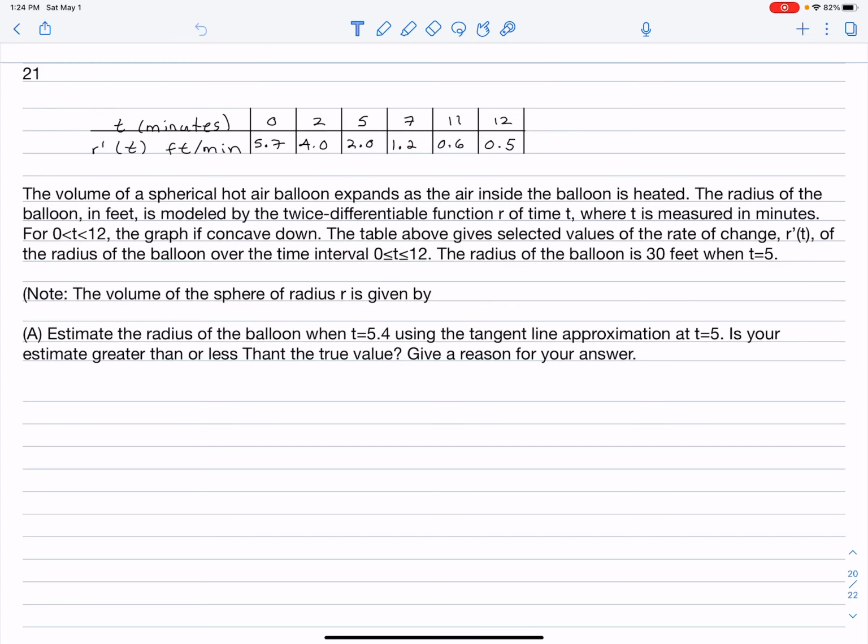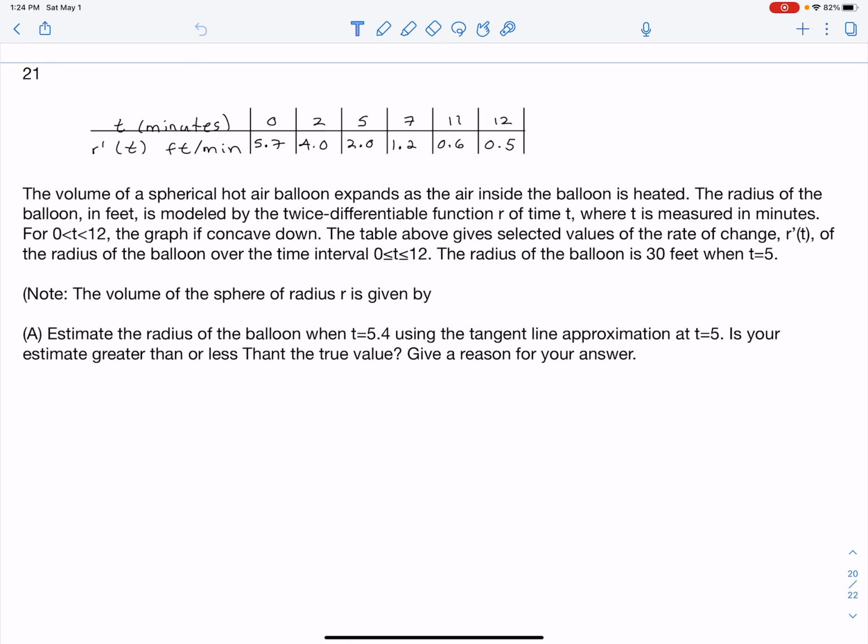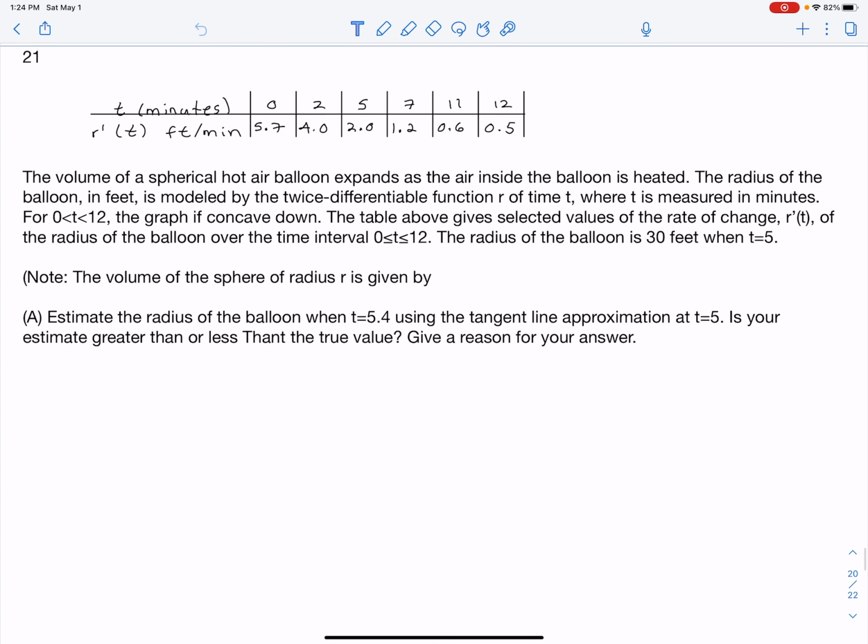Okay, we are going to look at number 21. As always, I want to remind you, this is one that we have seen before. So at this point, if you have not yet done this problem, stop this video, go and do the problem, then come back and watch it. Okay, let's see what we got.